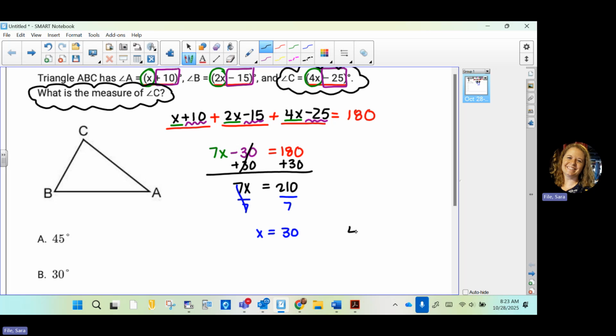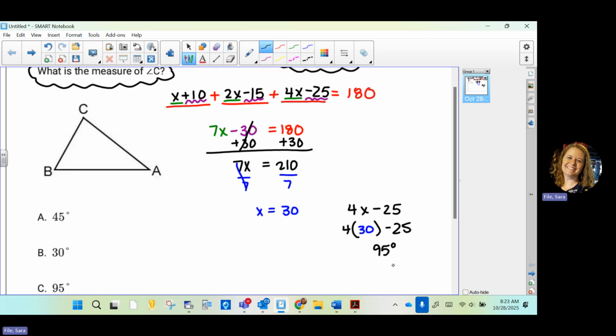So now I have to plug that 30 in place of x. So we got x is 30, and I plug it in, and I calculate this. And again, you don't have to do this in your head. You have a calculator that'll work for you. So you're multiplying 4 times 30 minus 25, and you get 95. So the measure of angle C is 95 degrees.